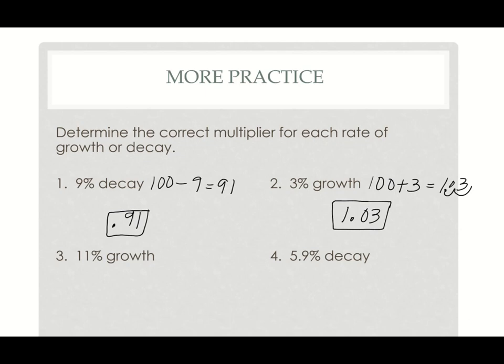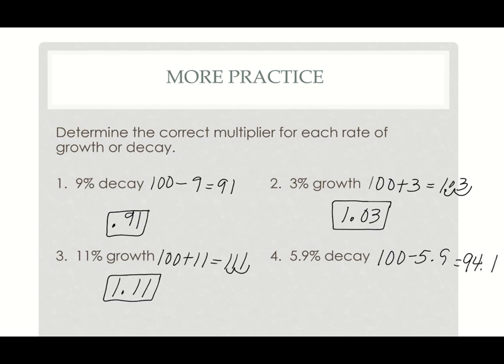All right, so number 3, 11% growth, we're going to add 11 to 100, and we're going to get 111. If I change that to a decimal, 1.11 is my multiplier. And for number 4, I'm subtracting from 100. So if I'm subtracting 5.9 from 100, I get 94.1. And changing that, I get 0.941 as my multiplier. So these are going to become important when I write my equation.